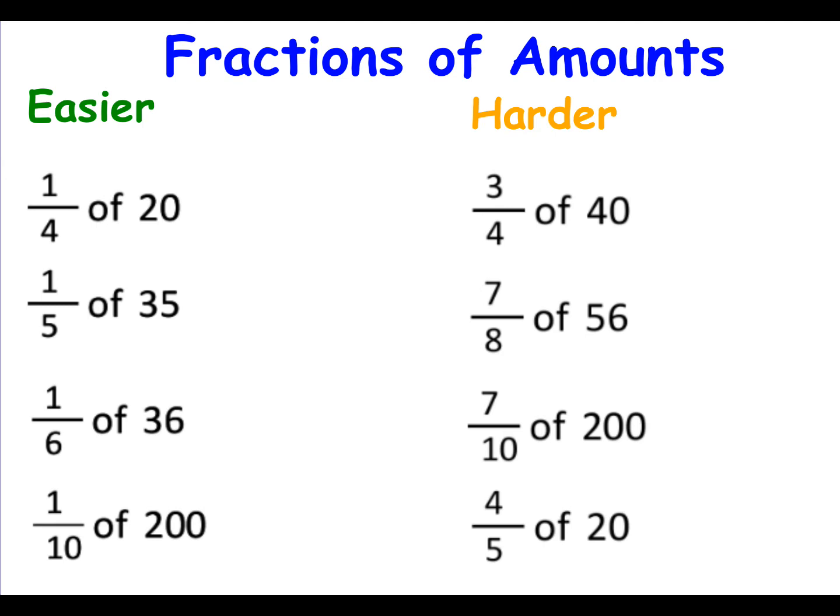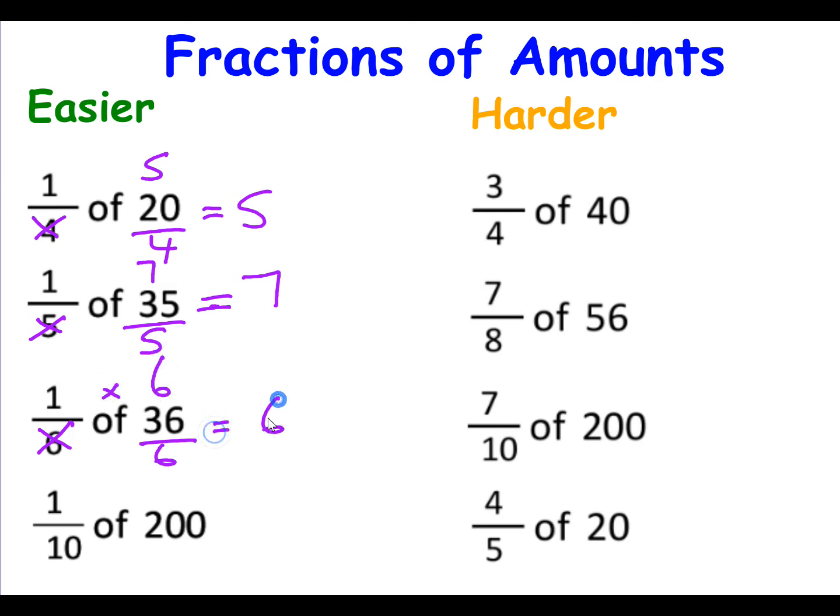Okay, I'll go through them really quickly for you. So we don't do this, we do this. 20 divided by 4 is 5. 1 times 5 is 5. We don't do this, we do this. 35 divided by 5 is 7. 1 times 7 is 7. 1/6, do that first. 36 divided by 6 is 6. 1 times 6 gives us 6. Don't do that, do this. 200 divided by 10 is 20. 1 times 20 is 20.